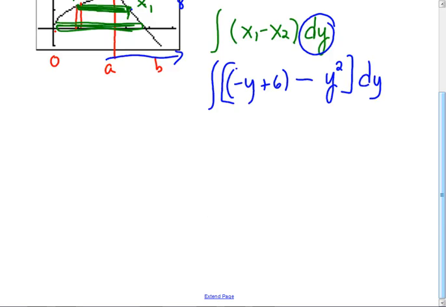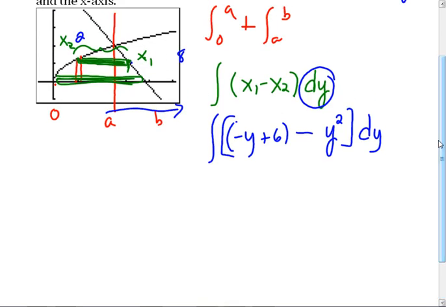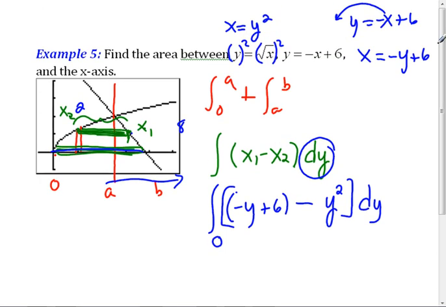Okay, what's the next thing we have to do? Find where they intersect. Which values do I want, x's or y's? I want the y's. What's the first starting value on the y? 0. Now, I got to find out where these intersect. I could either solve the x equations or I can solve the y equations. It makes no difference. Personally, I think I'd rather solve the y equations. I think they're a little easier to do.